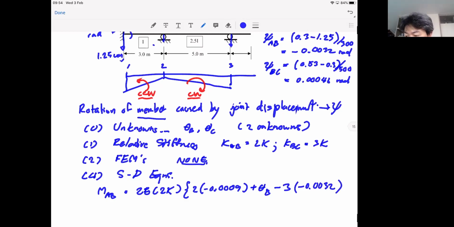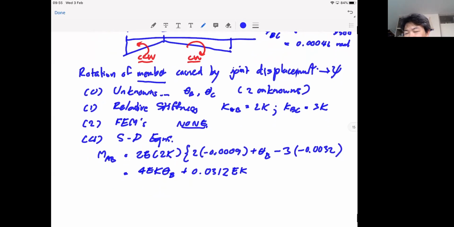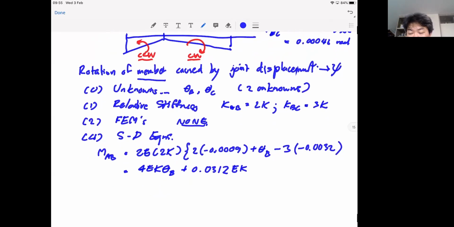Okay, no fixed end moment. So we can just wrap up our MAB right away. It is equal to 4EK theta B, that's my 4, and then plus 0.0312 EK. So you see, even without the load, we have the joint displacement. We have our moment.